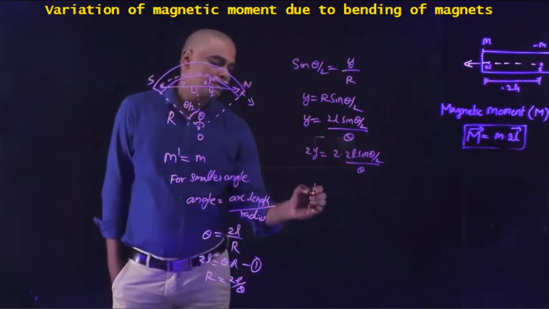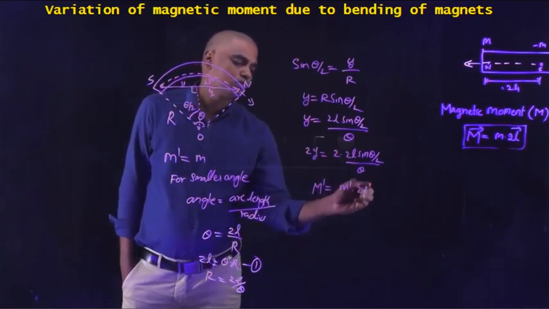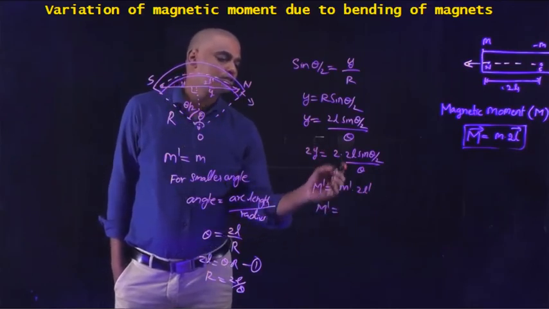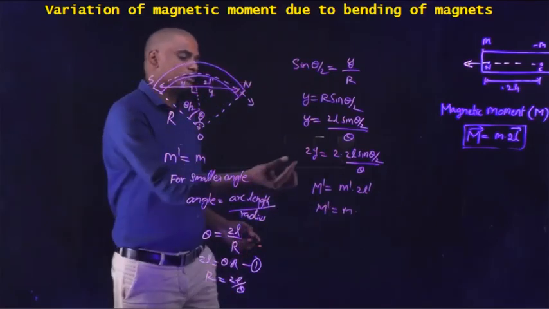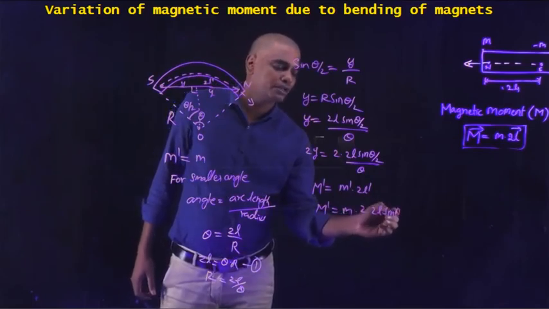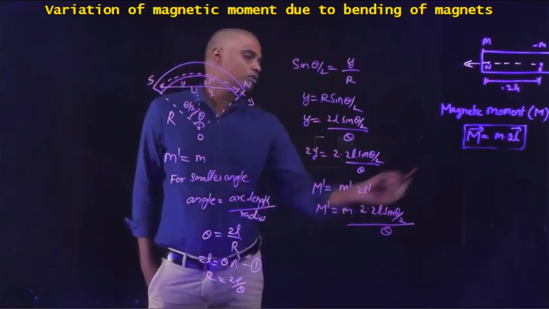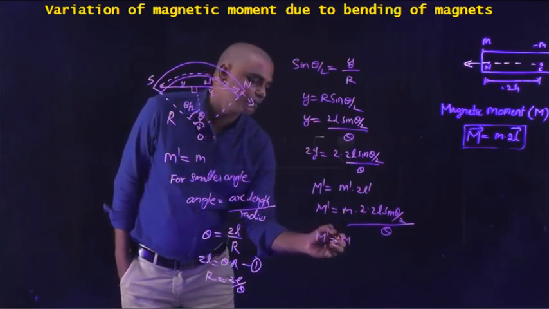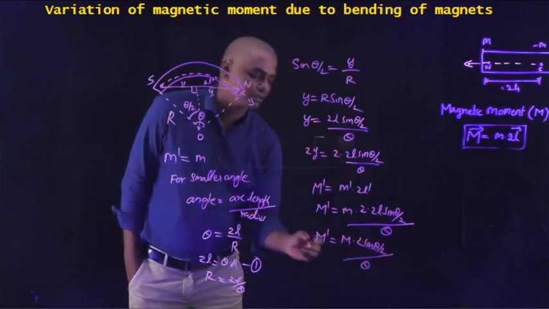Therefore the new magnetic dipole moment M dash is equal to small m dash into 2L dash, which is nothing but 2y. So M dash is equal to pole strength m into 2L dash, that is 2y, which is 2 into 2L sine theta by 2 divided by theta. You know that m into 2L is nothing but capital M. So M dash is equal to capital M into 2 sine theta by 2 divided by theta.